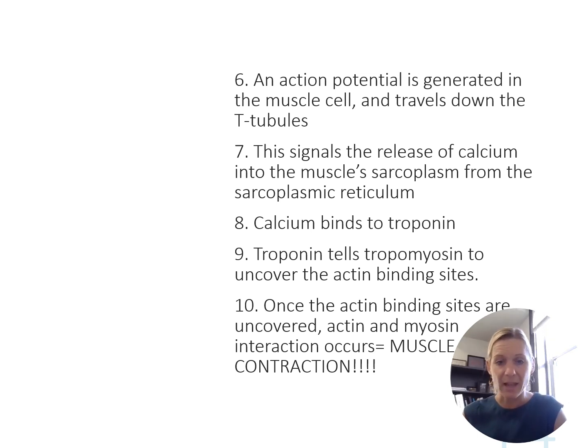This signals the release of calcium from the muscle's sarcoplasmic reticulum and dumps it into the sarcoplasm. Calcium binds to troponin. Troponin moves out, causes tropomyosin to move out of the way, uncovering the actin binding sites. When those binding sites are uncovered, actin and myosin are going to interact, and that is muscle contraction. Okay, so I've got a couple images to show you this in more detail, but now you have the word version of it, and now I want to take you through these images.